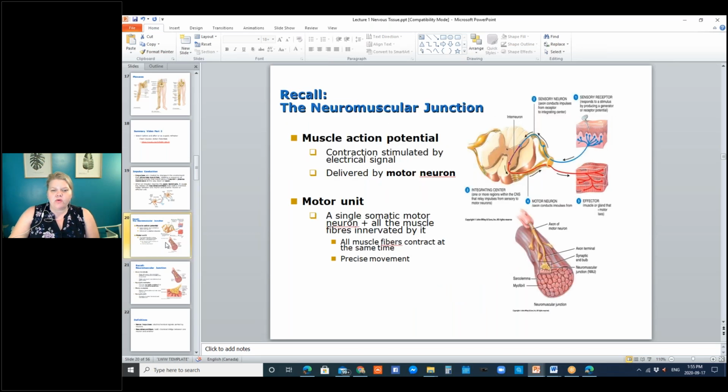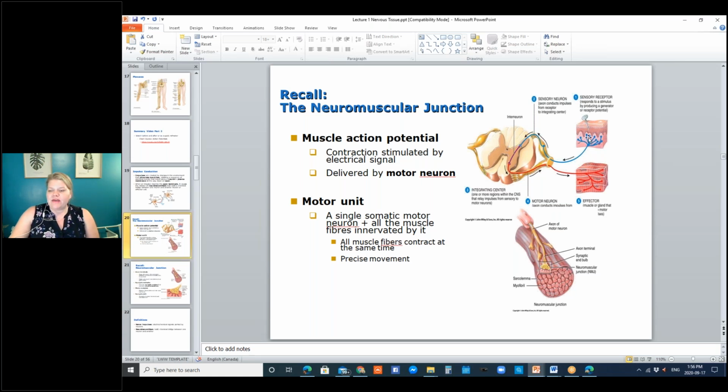So what do you know already? Last semester, you learned about the neuromuscular junction, where the nervous system, the motor neuron, tells muscles to contract, okay? And that was stimulated by an electrical signal from the nervous system. And this is what you know now, right?